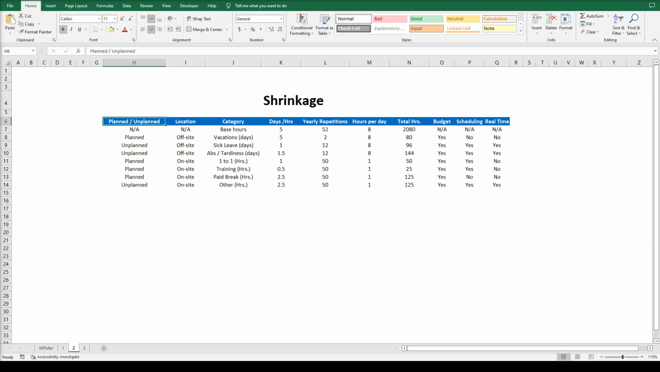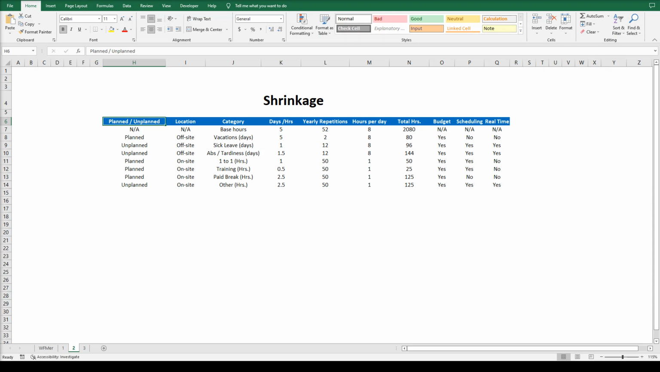The difference is simple. You can plan vacations ahead of time, so that's an example of planned shrinkage. However, you cannot plan when people will call in sick or when they will simply miss their shift. So that is unplanned shrinkage.